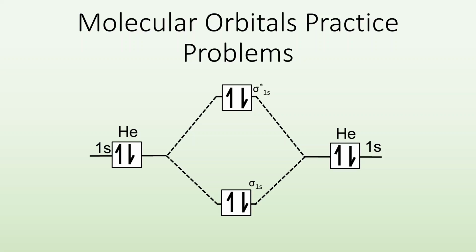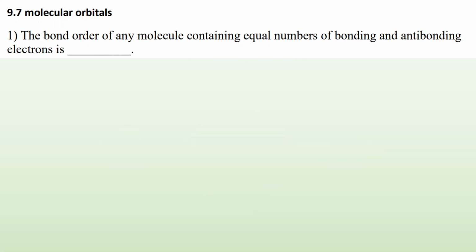Mr. Donahue here again. This time we're going to take a look at some molecular orbitals practice problems. So problem number 1, the bond order of any molecule containing equal numbers of bonding and anti-bonding electrons is 0.